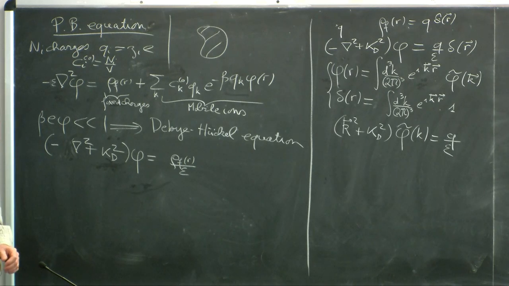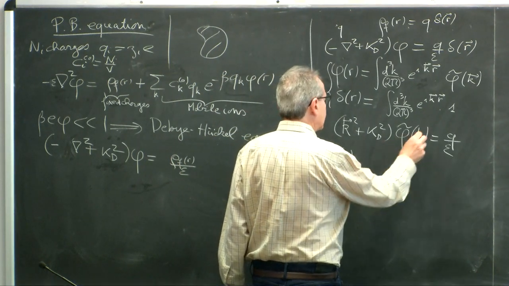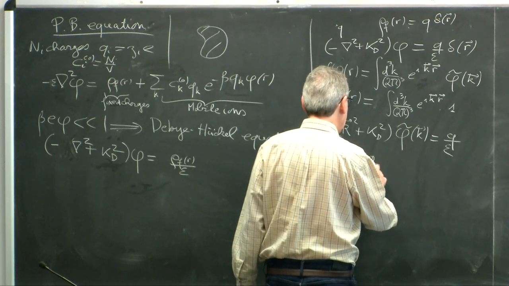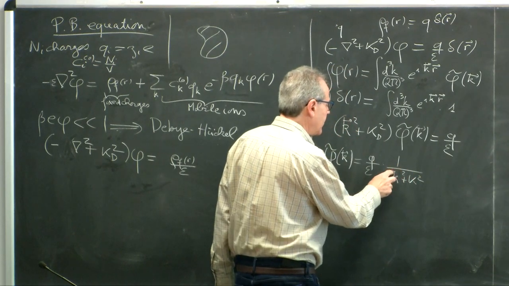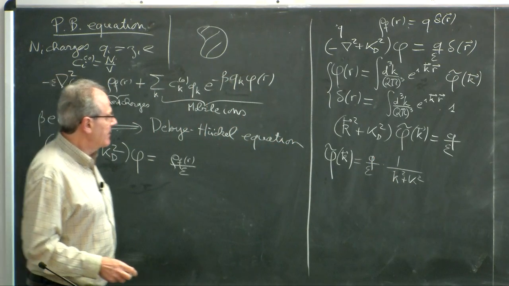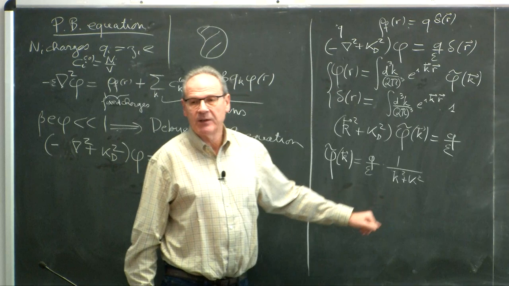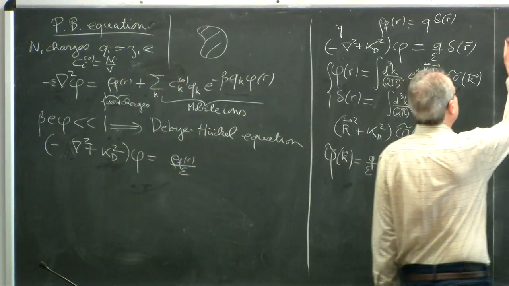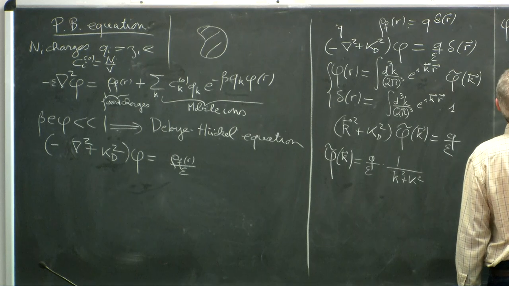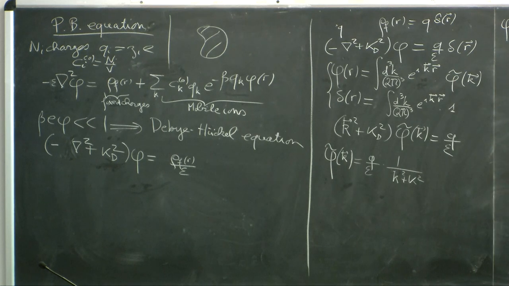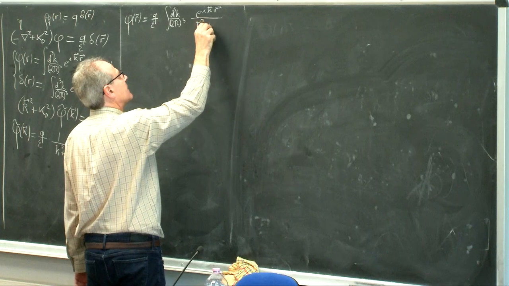No question? Okay. So, phi tilde of k equals q over epsilon, 1 over k square plus kappa square. So I can forget the vector here. And therefore, we just have to stick this back here to calculate the electrostatic potential phi of r, because that's what we want. So phi of r is q over epsilon, integral d3k over 2 pi cube, e to the I k r divided by k square plus kappa d square.